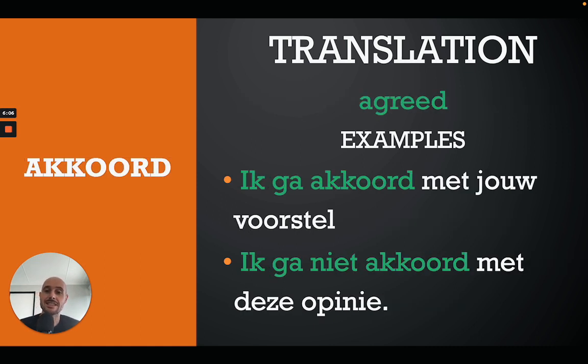We'll go to the next one, and basically when you agree, you can say akkoord, agreed. That is how you would translate it in English. And then the example is: ik ga akkoord met jouw voorstel. So I am in agreement with your proposition, or I agree with your proposition. So as you can see, the auxiliary verb with akkoord would be akkoord gaan, right? Literally, that would be the one.